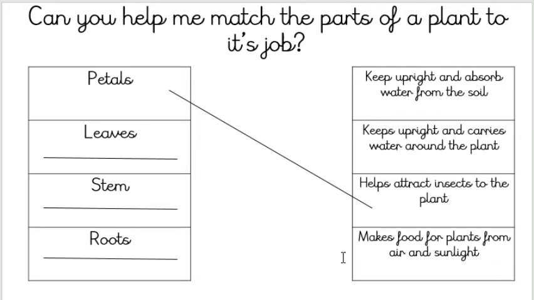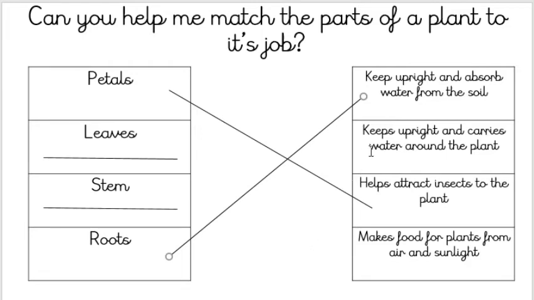Now let's see which one. Now this one says keeps upright and absorbs water from the soil. And this one also says keeps upright. But this one has got a clue because it helps absorb water from the soil. Now, what part of the plant is in the soil? Is it the leaves? Oh, no. Is it the stem? Is it the roots? Oh, it's the roots, isn't it? So we're going to draw our line to there.